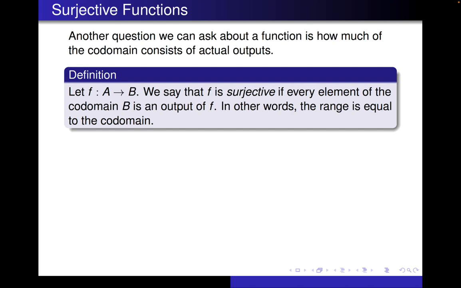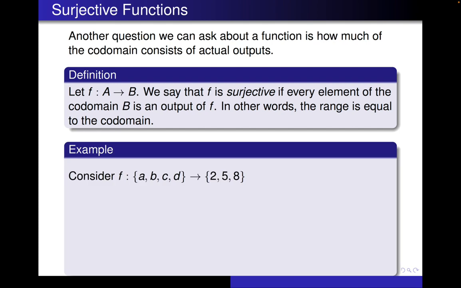Remember, back in the old days, we were allowing the codomain to have more elements than there were outputs. But in the case where the codomain consists only of the outputs, that is the situation where f is surjective. So let's look at an example. Here we have a function f from the set containing a, b, c, and d to the set containing 2, 5, and 8. Notice that our function is not injective, but notice that f of b and f of d are both equal to 2.